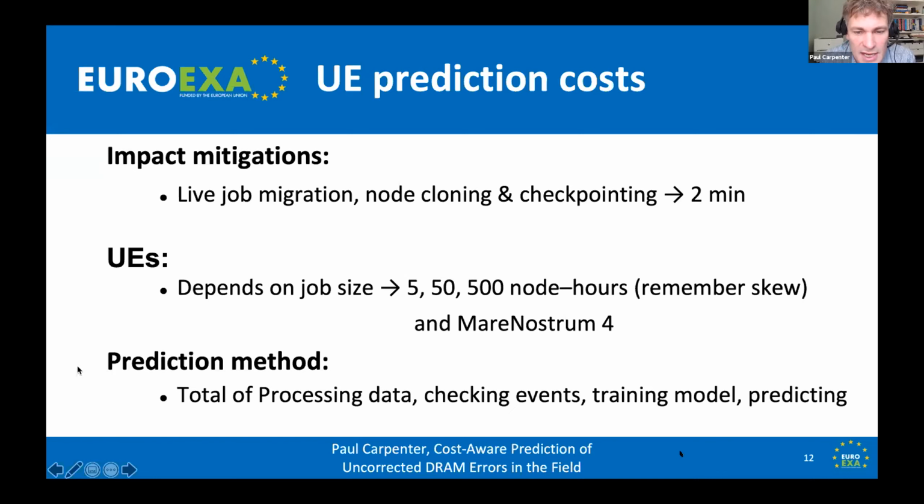UE cost, we gave some numbers. You have to remember the impact of the skew that I talked about in the beginning, but if you know your system, somebody reading this could say, okay, my average cost is 50 node hours, not average size of job, but whatever, with the skew. And of course, the real job distribution from MareNostrum 4. And the cost of the prediction method is the total of everything: training, predicting, checking events, processing data, and so on.